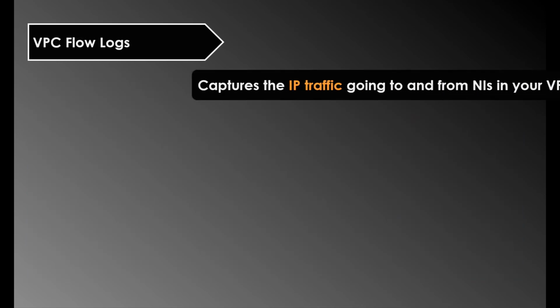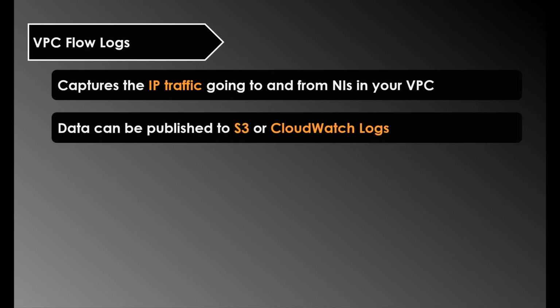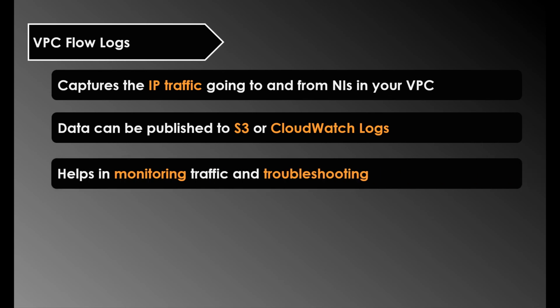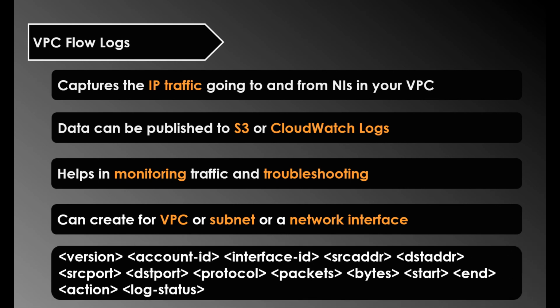VPC Flow Logs help in capturing the traffic moving in and out of the network interfaces in your VPC. The data collected through VPC Flow Logs can be published to S3 buckets or CloudWatch Logs, which helps in better monitoring and troubleshooting. You can create flow logs for the entire VPC, a particular subnet, or even a specific network interface and track the traffic separately.